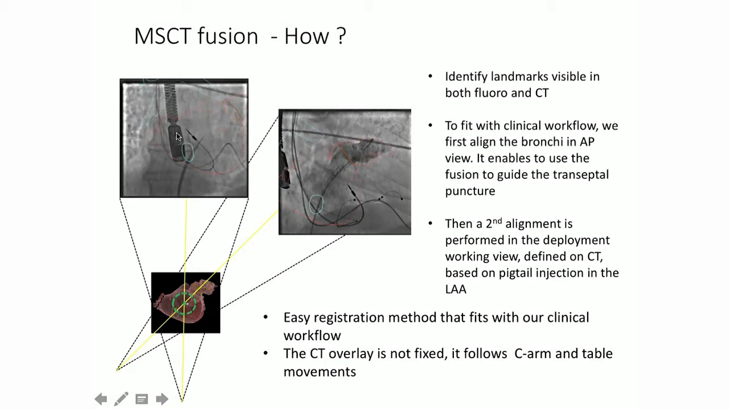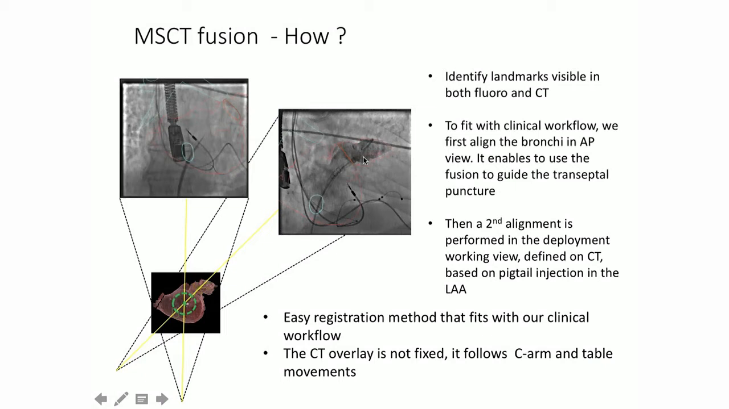Next, we can perform our transeptal puncture. We go into our working view, we'll do an injection, and we'll do a second alignment. As you can see here, we align the three-dimensional structures on CT and fluoro. In a second view, we are sure that both structures, the LAA in MSCT and fluoro, are perfectly fused.